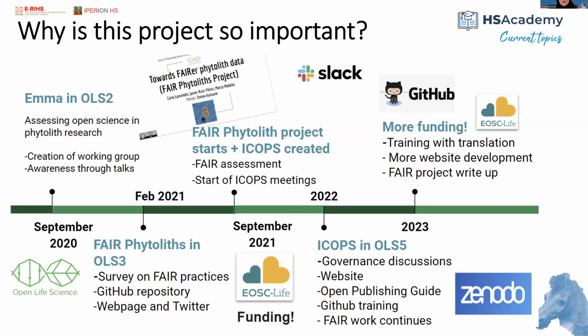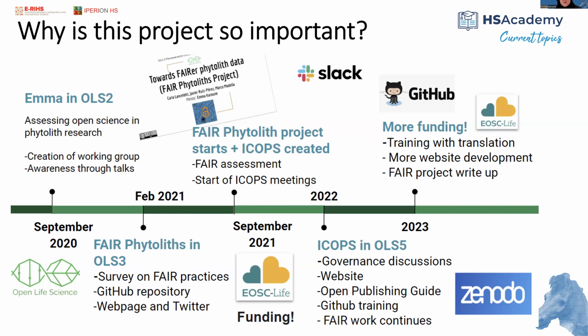Why is this project really important? Because we've actually taken a real community approach. This project is wider than just our project team. We've established a committee within our international society. We're called ICOPS, which is the International Committee of Open Phytolith Science.